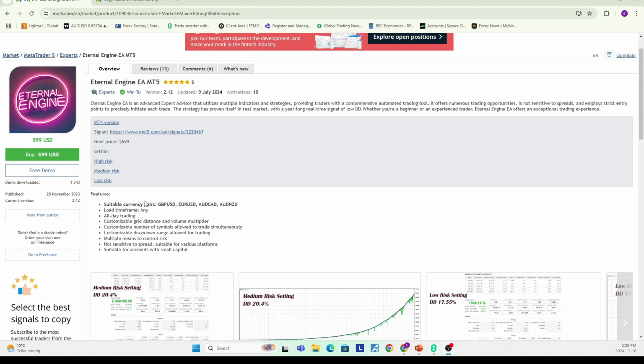And if we look at the different pairs which it trades, we can see the Aussie dollar, New Zealand dollar, Aussie CAD, Euro USD, and GBP USD. This indicates that it likely trades some sort of mean reversion system. And particularly, it does appear to be a grid martingale because there are some descriptors such as grid distance, volume multiplier, which effectively means at what distance do the different trades open at, which comprise the grid. And the volume multiplier, that just means the martingale factor.